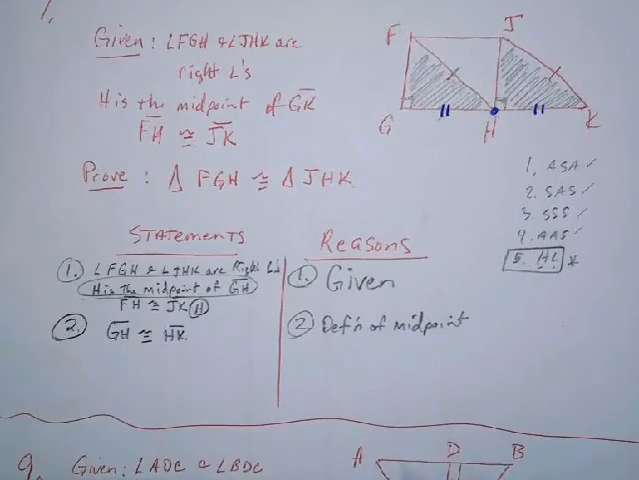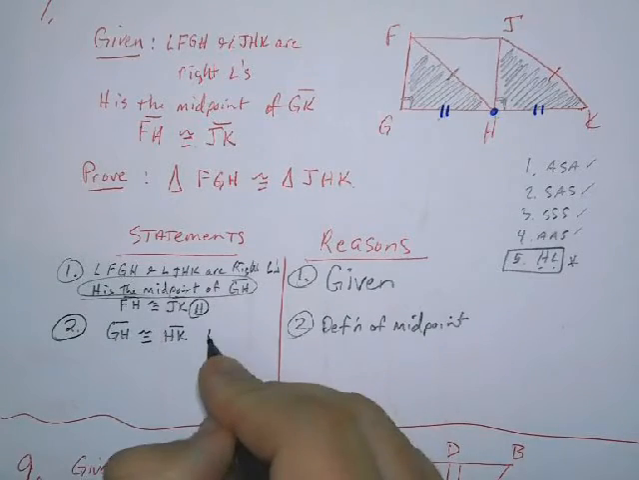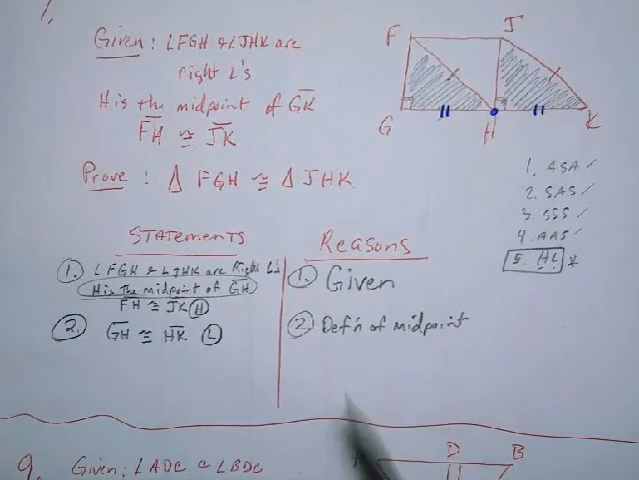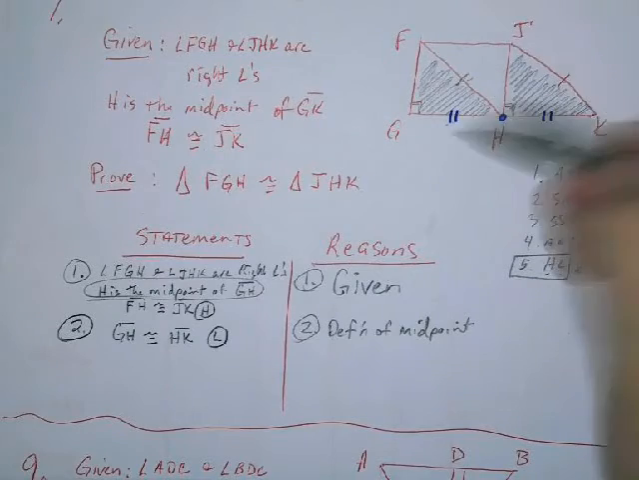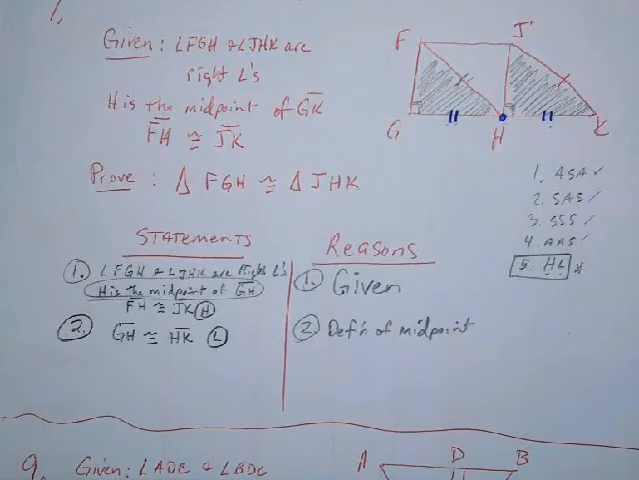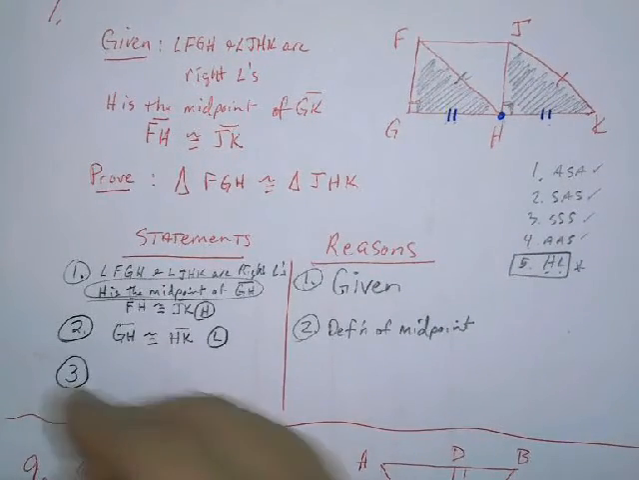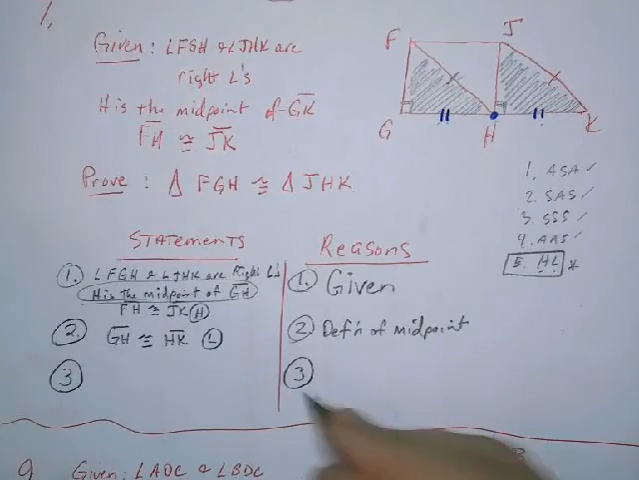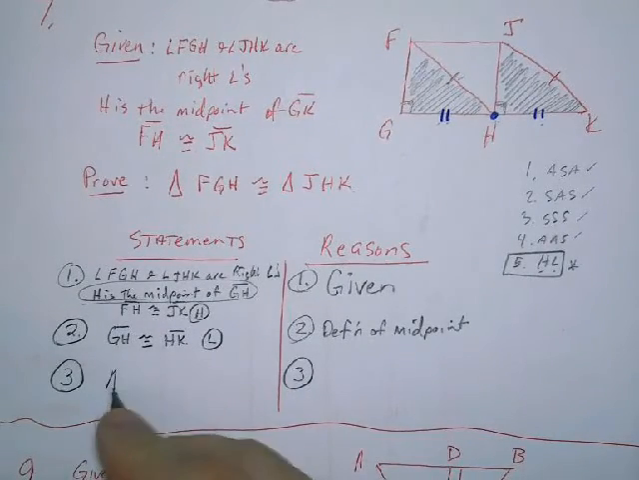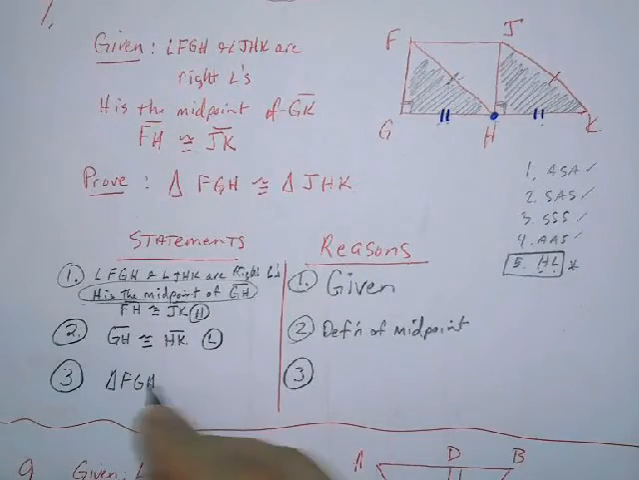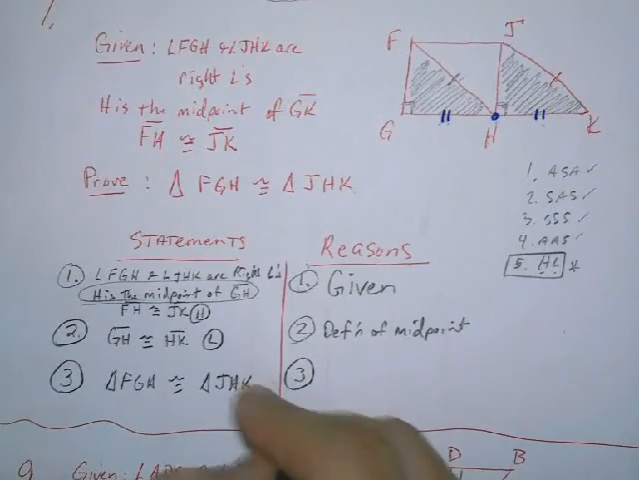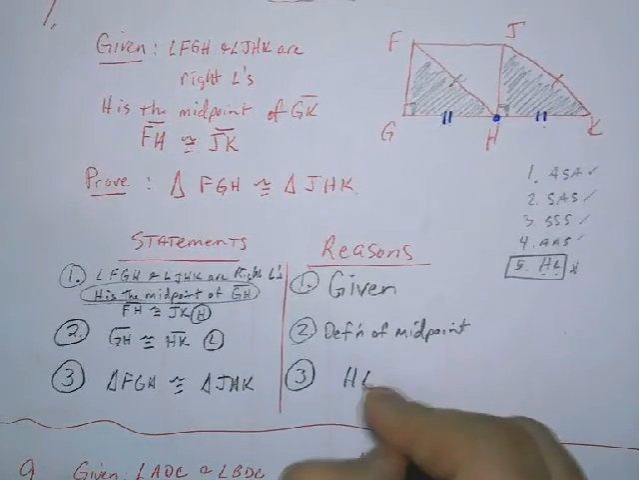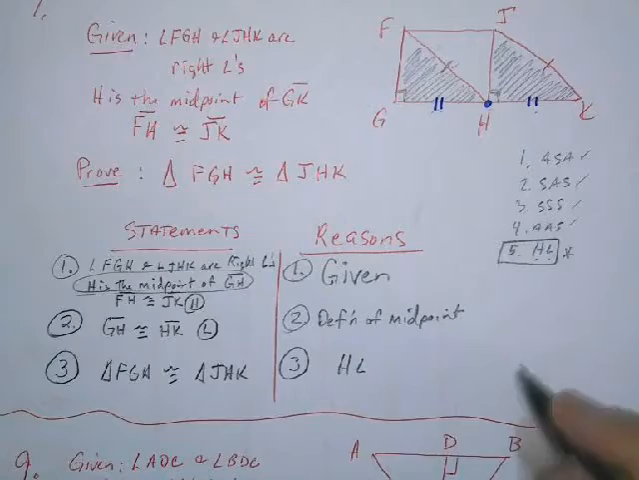Okay, so now what does this give us? That gives us LEL. Well, look at that. We have the picture, we have an H and an H, an L and an L. Is that enough to prove the triangles congruent? It is. Wow, this is only a 3-step proof. So we can now say that triangle FGH is congruent to triangle JHK by the HL theorem. And we're done.